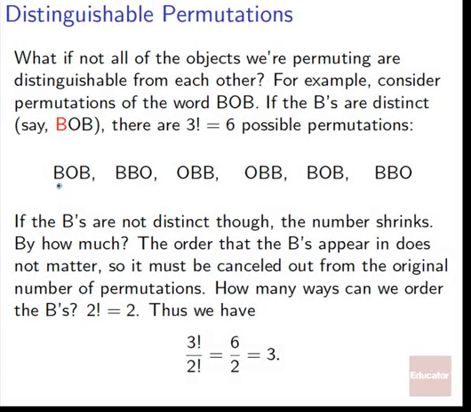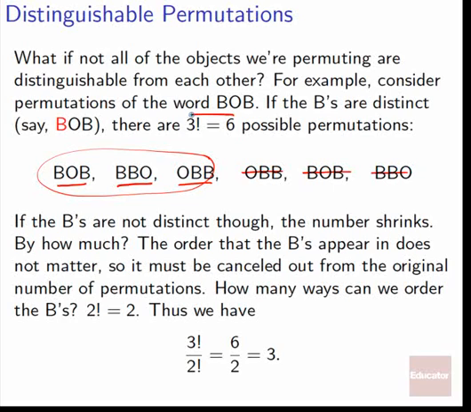So for example, over here we've got BOB. So over here, this BOB is now no longer distinguishable from it. BBO is now no longer distinguishable from the other BBO. And OBB is no longer distinguishable from this OBB. So we're left with only 3 different ways of doing it. So the order that the B's appear in no longer matters. So if we're going to figure it out from the number of permutations, we have to cancel it out.